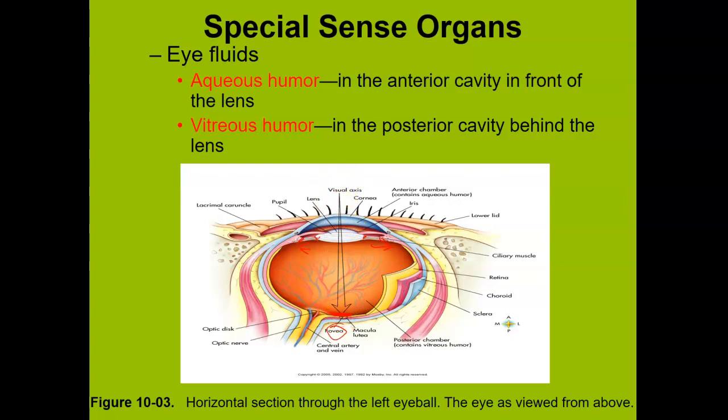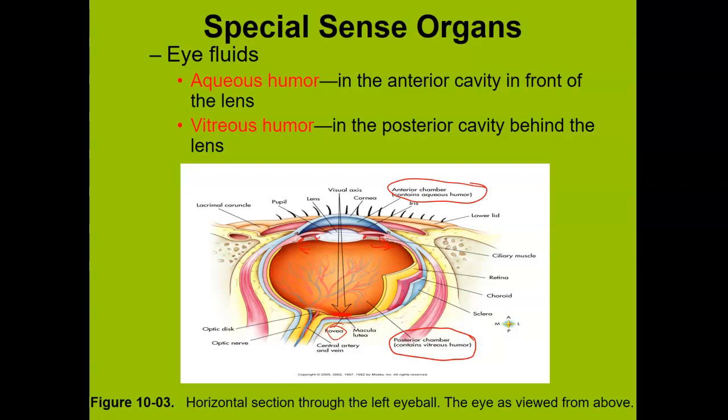Now let's look at the chambers of the eye. We have the anterior chamber, which contains aqueous humor. Aqueous humor is just kind of a watery liquid. It helps maintain the pressure of the eye, helps keep the eye happy and healthy. The posterior chamber has a thicker fluid called vitreous humor. It's much more gelatinous.